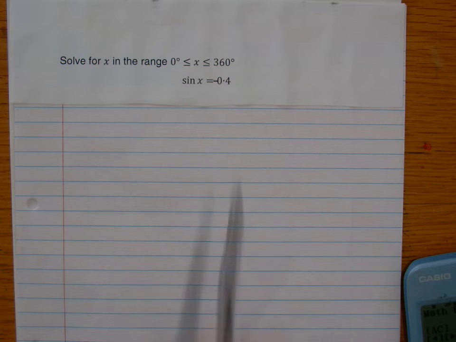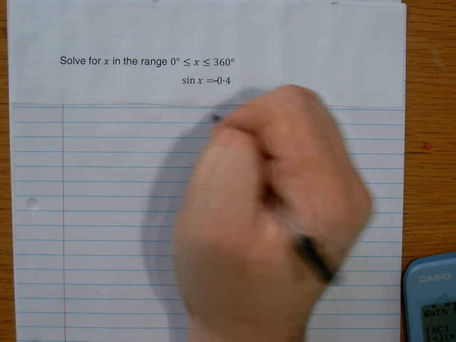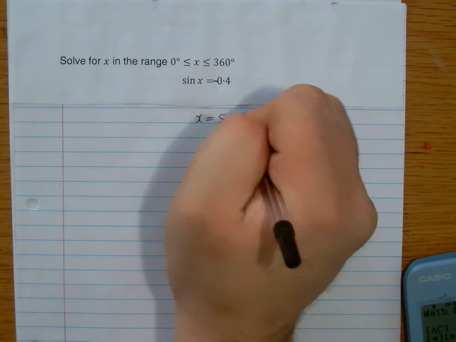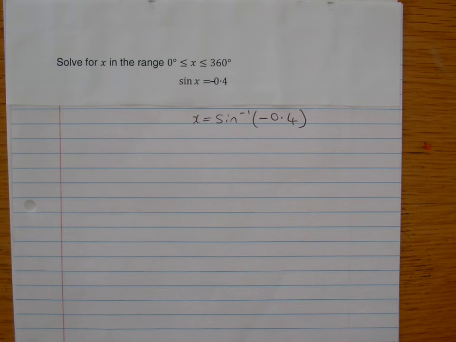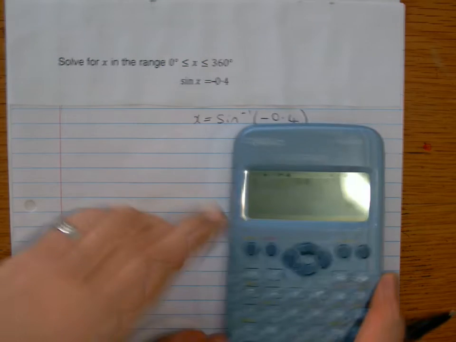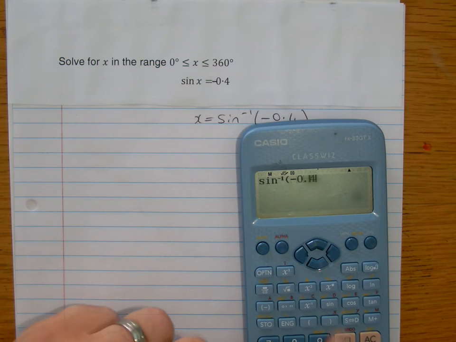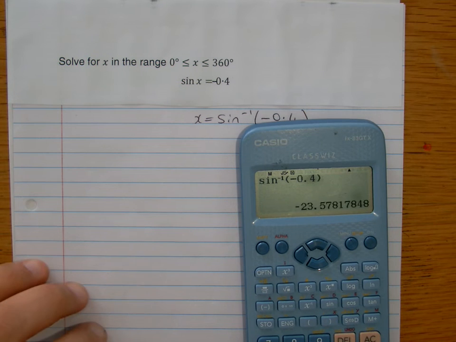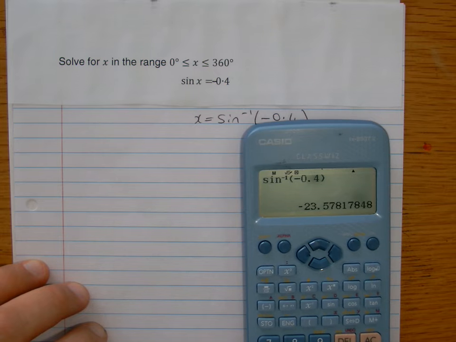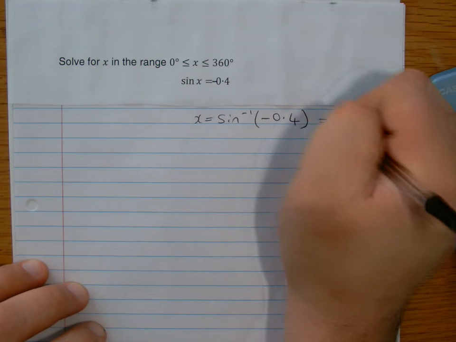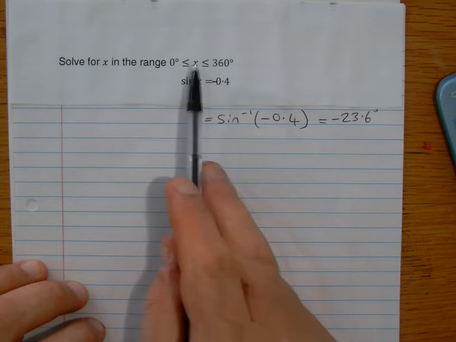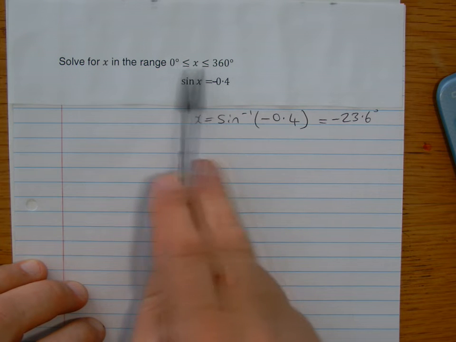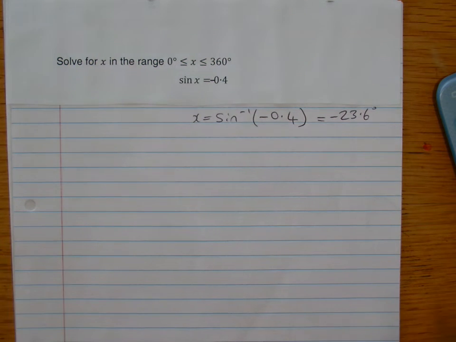Okay, so in this case, we've got sine x equals negative 0.4. So if we do sine to the minus 1 of negative 0.4 on my calculator, I type that in, shift sine minus 0.4, and I get out minus 23.6, rounded. Now, you might think we've got a bit of a problem because the solution needs to be in that range and we've got a negative solution out. It's not an issue so long as you're careful in terms of your graph.